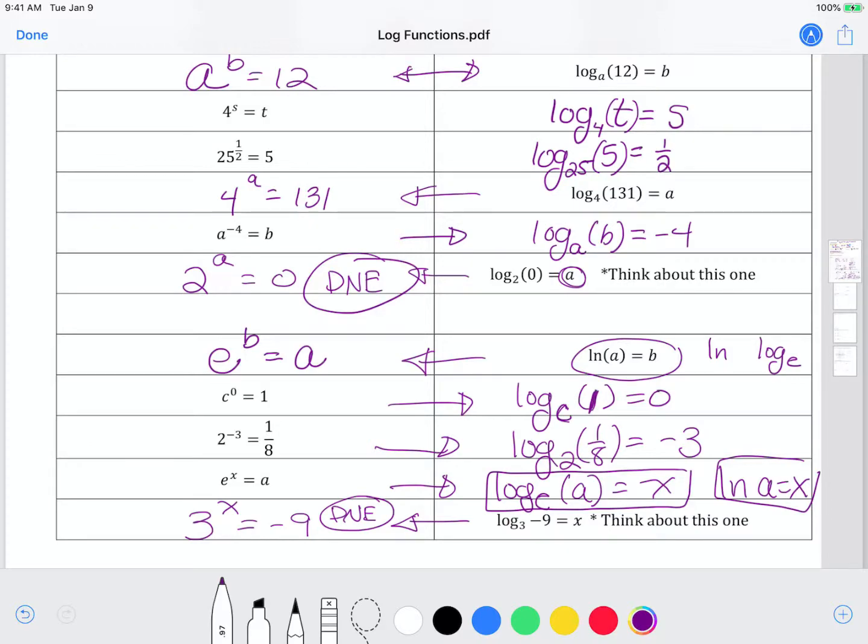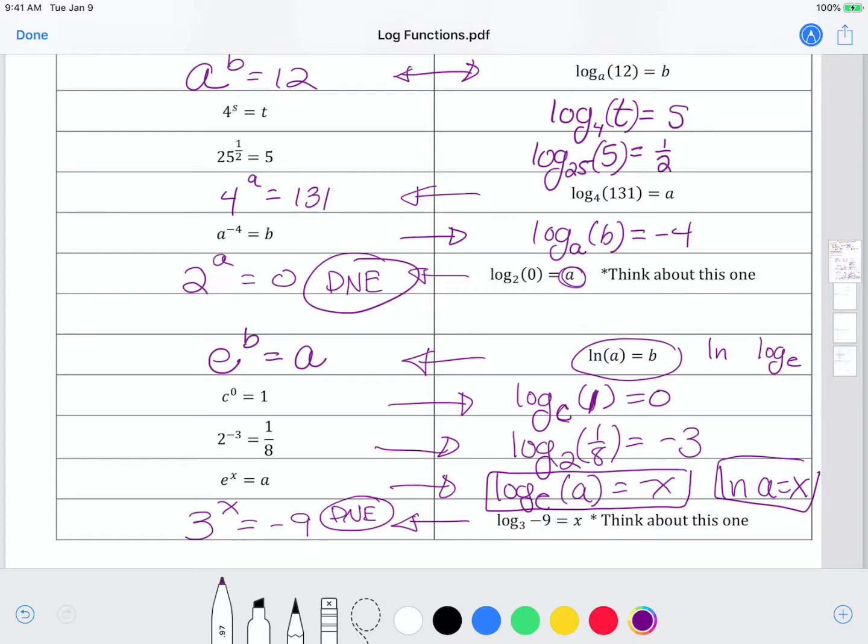If I plug in a positive number for x, 3 to some positive number is certainly going to give me a positive number. For example, 3 squared will give me +9. If I plug in 0 for x, 3 to the 0 is 1. And then if I plug in a negative value for x, such as -2, all that's going to do is square the 3, and that negative in the exponent is going to flip it upside down.